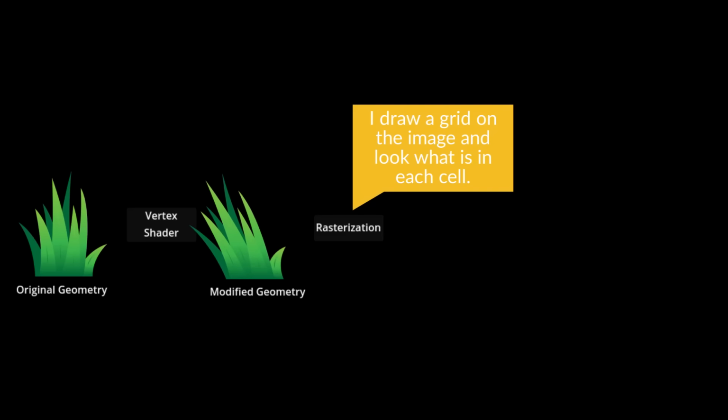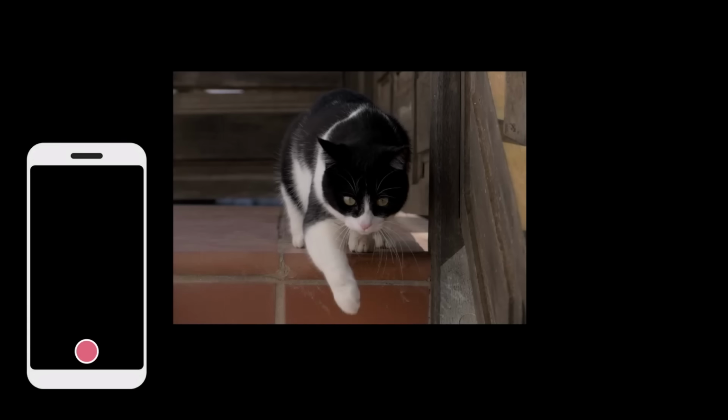Rasterization surely sounds a bit intimidating, so let's have a look at what it actually means. Rasterization means that we put a grid on our image and then look at what is inside of every grid cell. This is very similar to taking a picture with your smartphone camera. Here, we have a real-life cat holding very still so we can take a nice photo of it. Thanks, buddy.